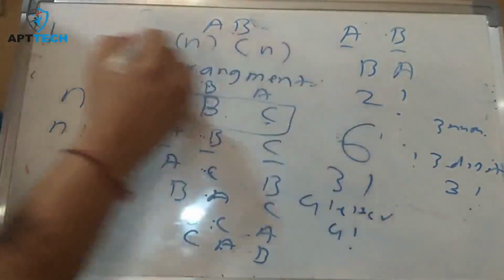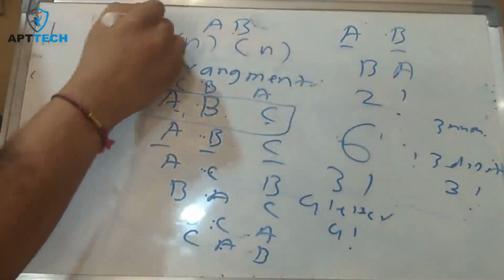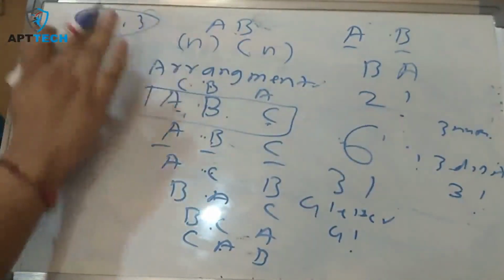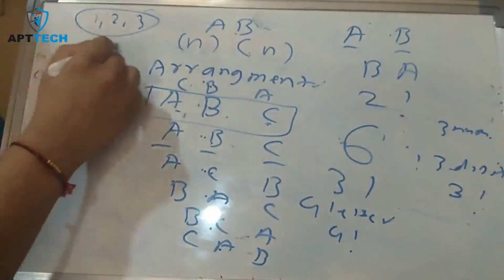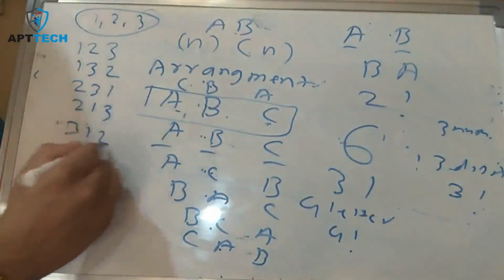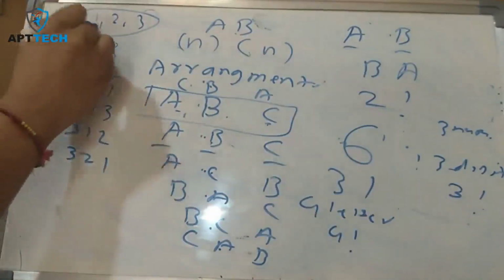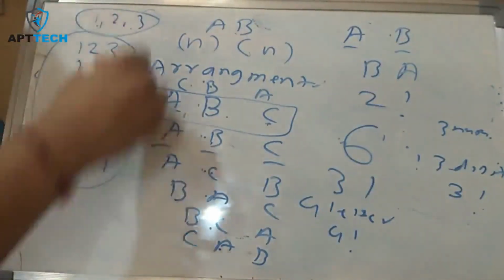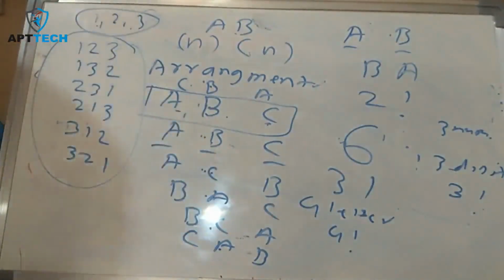For example, if I have 1, 2, 3, and every digit is used once, 3 numbers can form 123, 132, 231, 213, 312 and 321. So 3 digits were used on 3 places, and the total numbers formed were 6. So the logic of n factorial must be remembered.